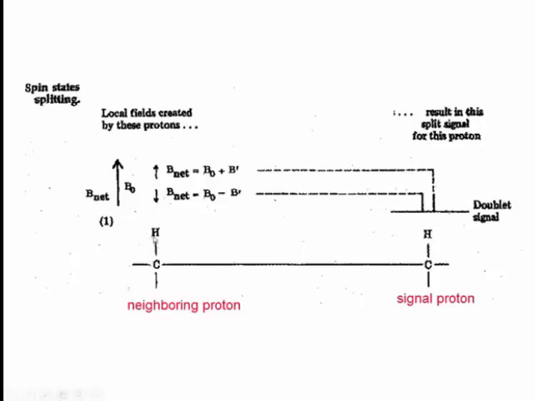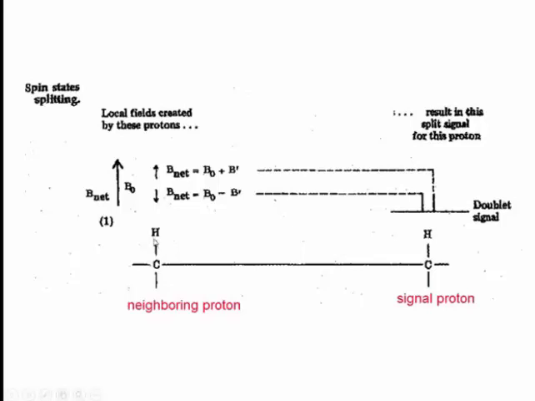Now the neighboring proton, this is true with any spinning nucleus with an I of 1/2, has two directions of spin. To make it simple, we'll refer to it as being spin up or spin down. Now let's say we have 100 molecules. Approximately half of these molecules, the neighboring hydrogen will be, let's say, spin down. The other half of the molecules, this neighboring hydrogen will be spin up.